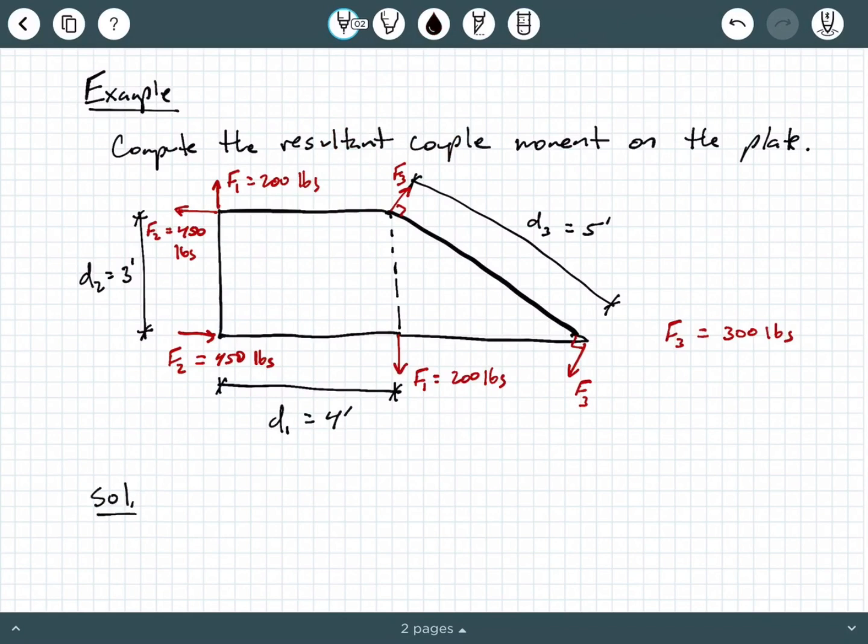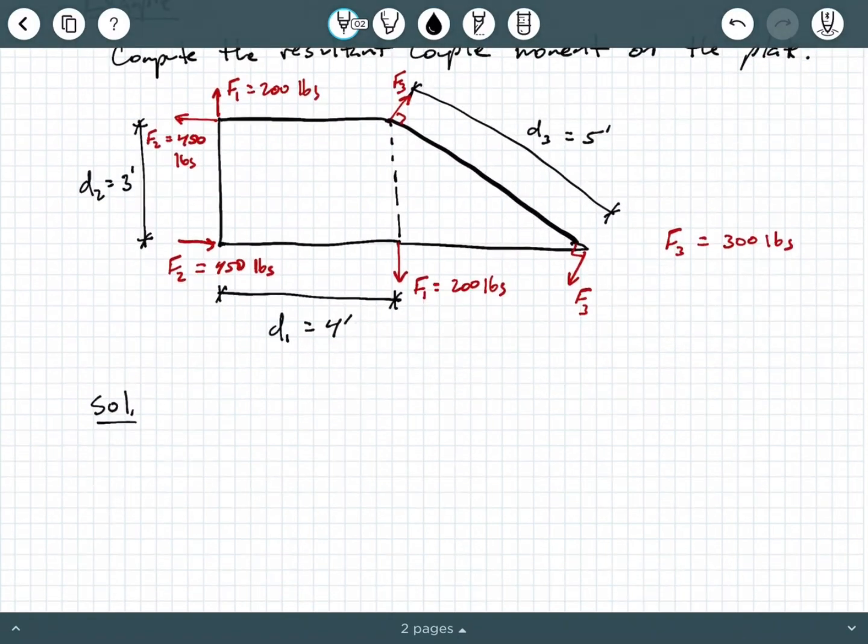So let's figure out how we're going to get this resultant moment. All right, so I'm going to say the resultant moment, C sub r, as a vector, is going to be equal to the sum of the couple moments in general. And we need to establish a sign convention. So we typically, for 2D, say counterclockwise is positive. And what we're going to do is multiply these parallel forces by their perpendicular distances. So let's go one at a time, all right?